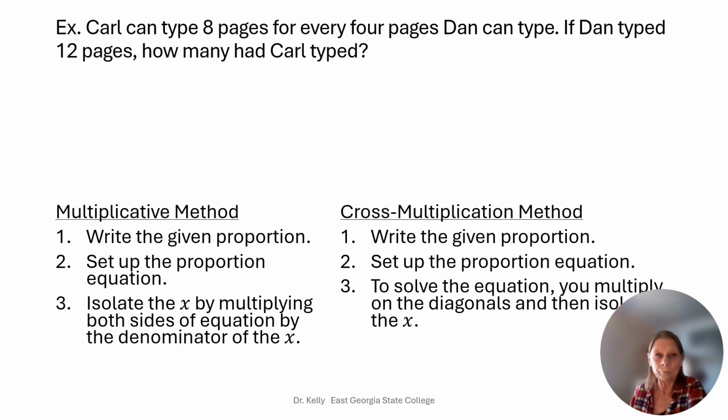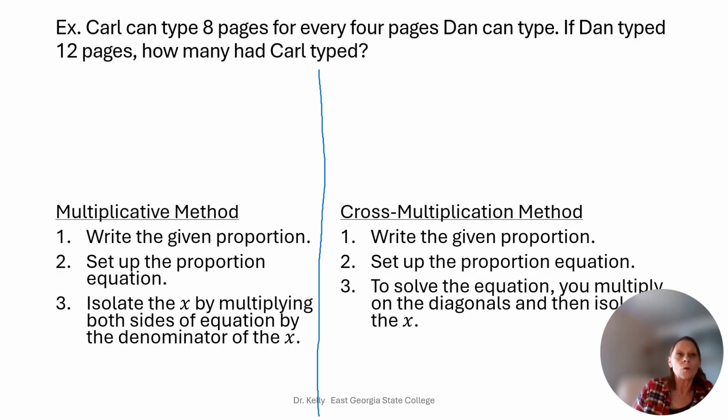Okay? So let's look at another example. This example we're going to do in 2 different methods. Let me draw a little line down here so we can see. Okay, so the question is, Carl can type 8 pages for every 4 pages Dan can type. If Dan typed 12 pages, how many had Carl typed?